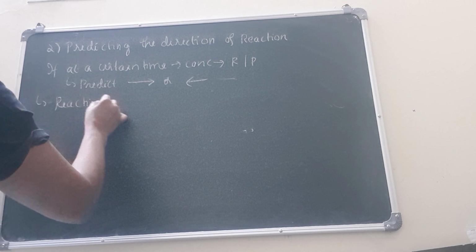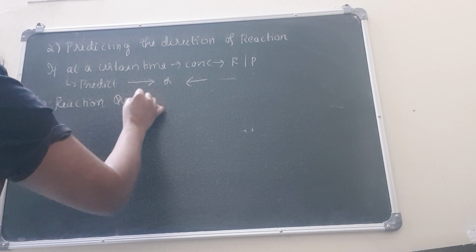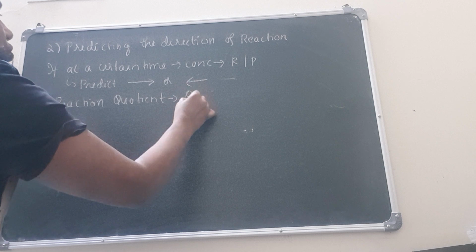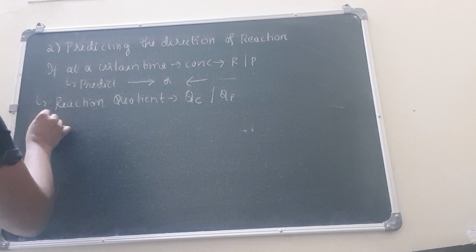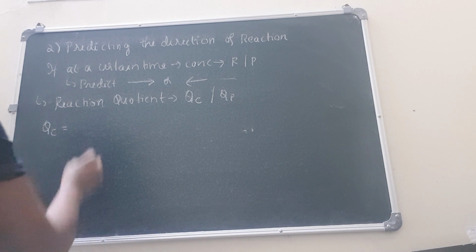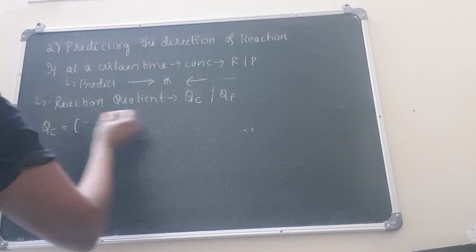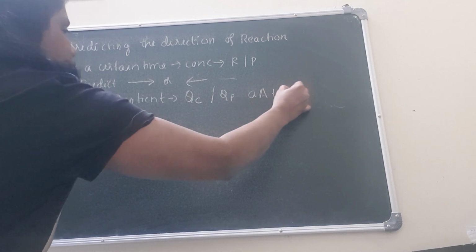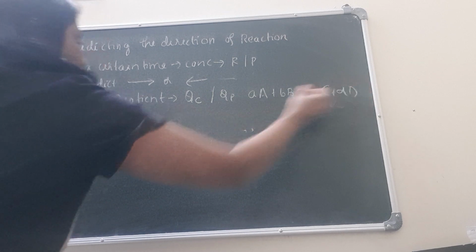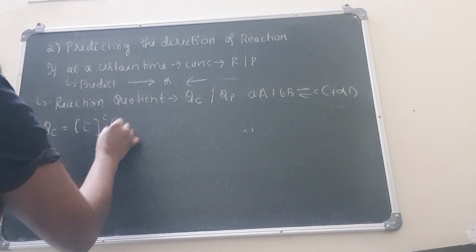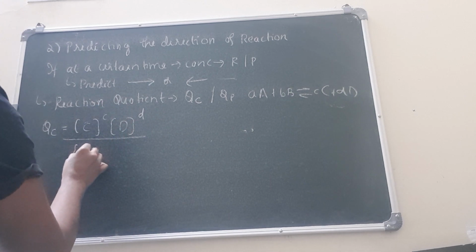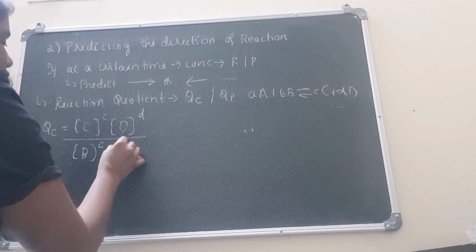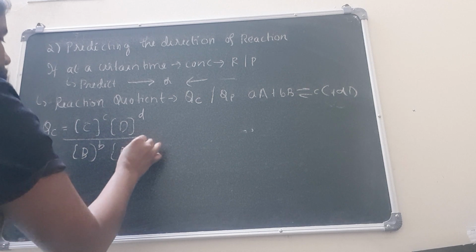Till now we knew about Kc, the equilibrium constant. This is called the reaction quotient, which can be expressed as Qp or Qc. Qc is the reaction quotient in terms of concentration, and Qp is in terms of pressure. What is the reaction quotient in terms of concentration? It will be the same thing. If you remember my general reaction, it will be the same thing here: the product of the concentration of the products raised to their stoichiometric coefficients over the product of the concentration of reactants raised to their stoichiometric coefficients.